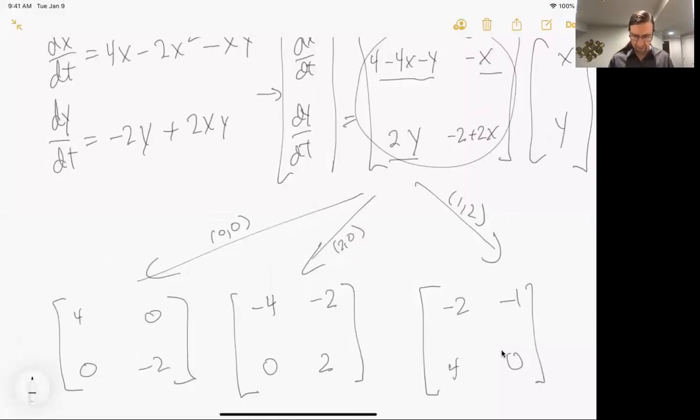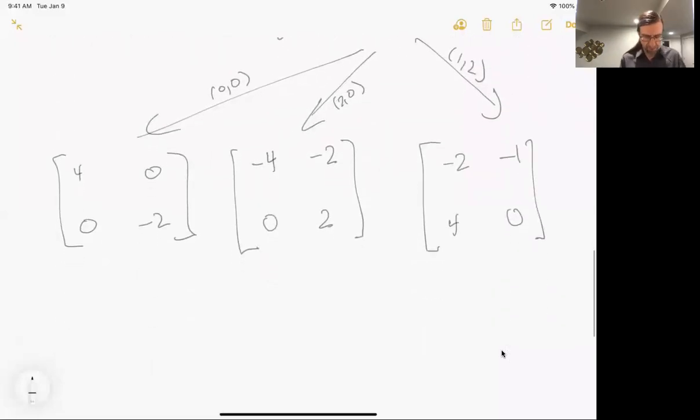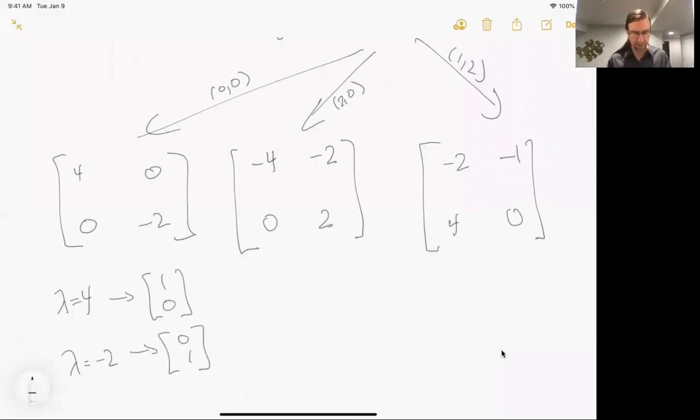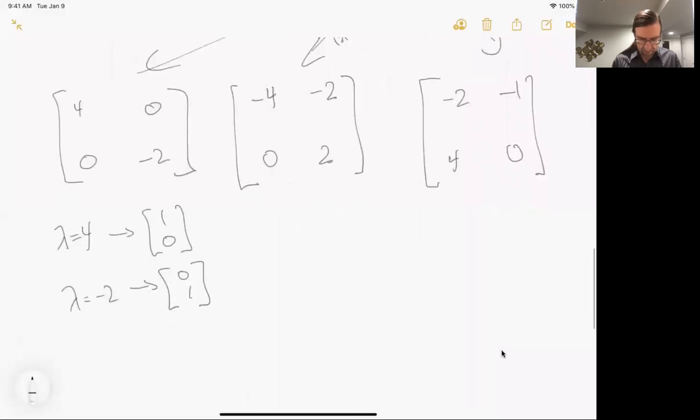So I'm not going to work out the first one. I'll just write down the answer. We have lambda equals 4, and that corresponds to an eigenvector of (1, 0). And lambda equals minus 2, that's going to correspond to an eigenvector of (0, 1). It's just on the x-axis and the y-axis. For the second one, it's a triangular matrix, so the eigenvalues are minus 4 and 2. You can work that out for yourself.